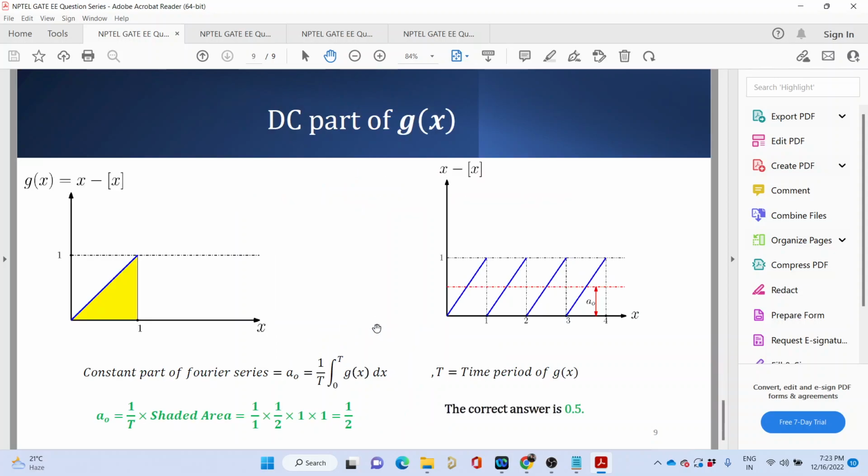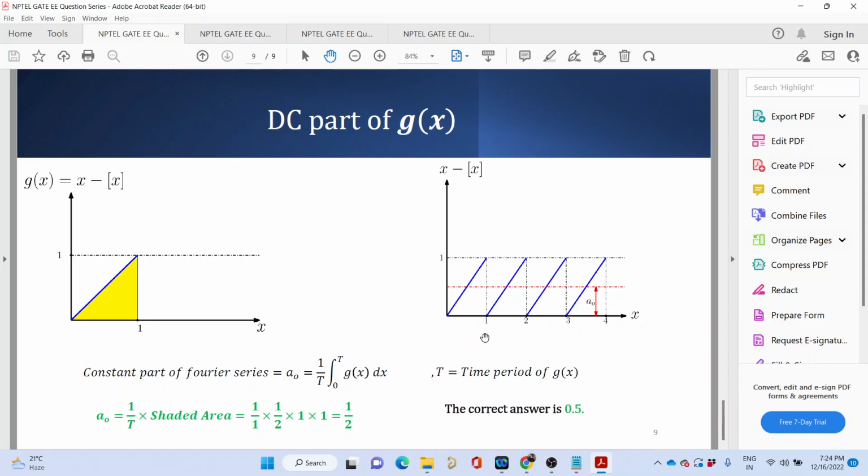So let us find the DC part of the signal. It means if I remove this DC part, then this function will be shifted by this amount, right? Do you understand the concept? What does this DC part mean? If I remove this A0 from the function, it is going to shift vertically downwards, correct?